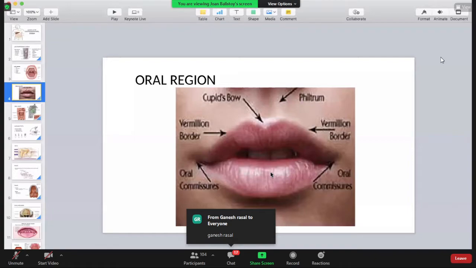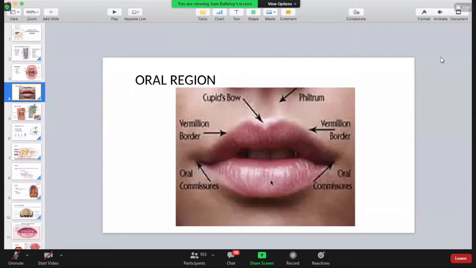It is innervated. The upper lip is innervated by the superior labial branch of the infraorbital nerve, while the inferior lip is innervated by the inferior labial branch of the mental nerve. So I hope you are able to grasp that information that is needed with regards to the lips.